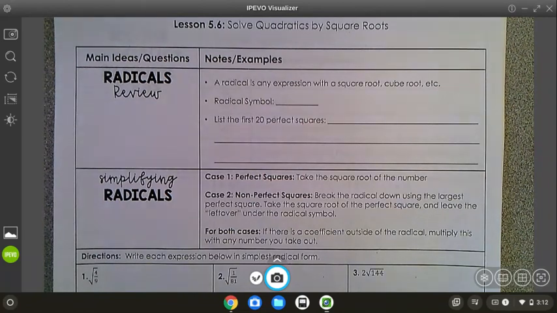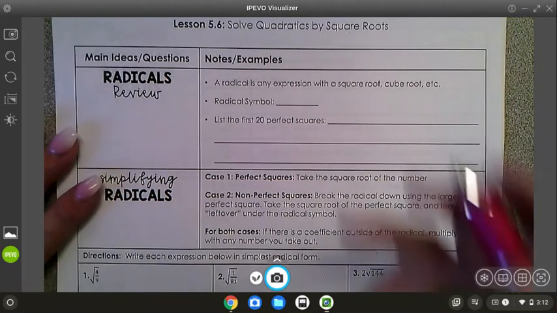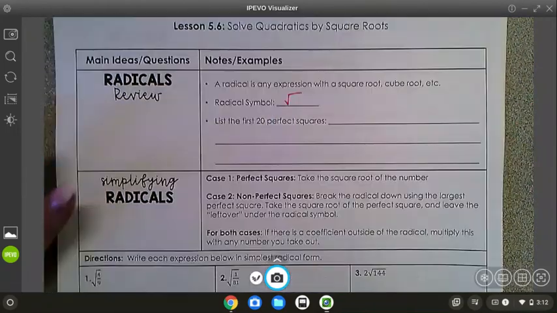No decimals allowed. So a radical, that's just some other term that we use for a square root, a cube root, that sort of thing. And your symbol looks like this. It's just a square root symbol.